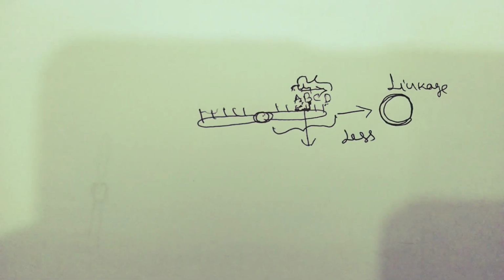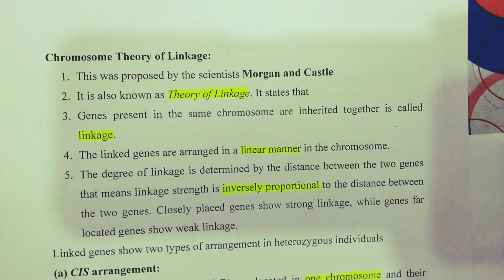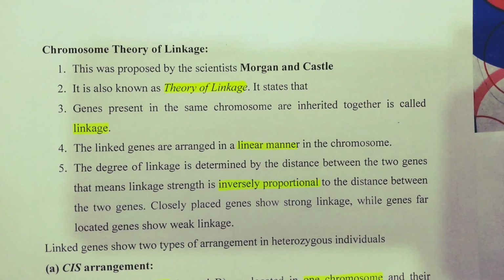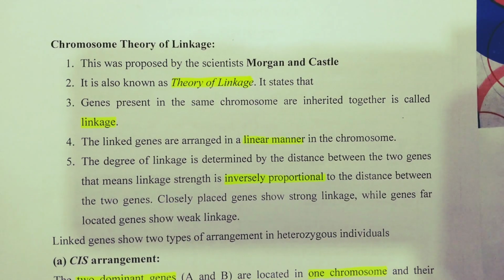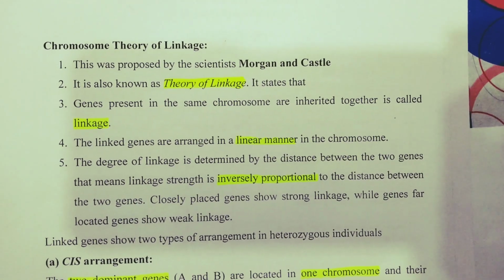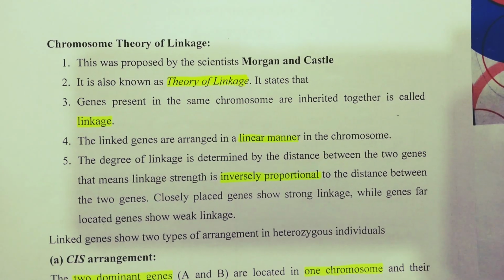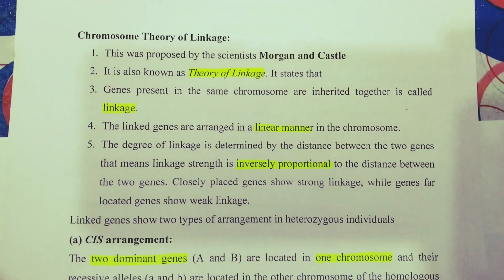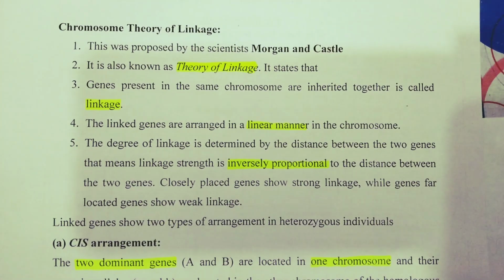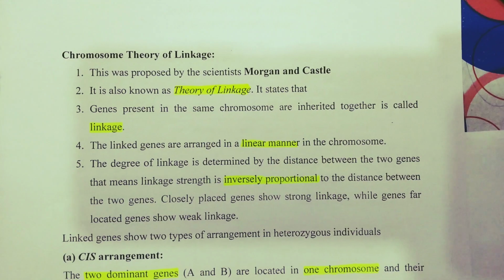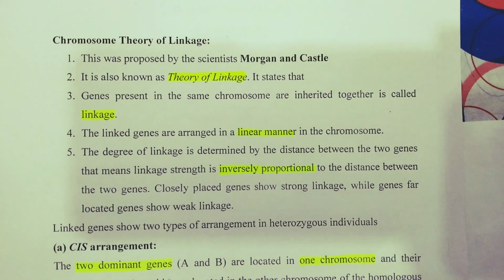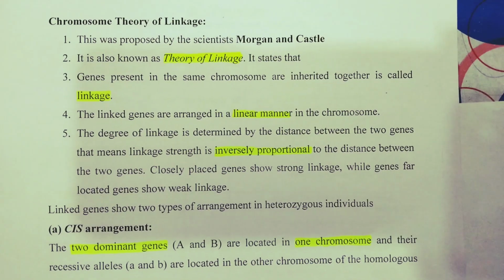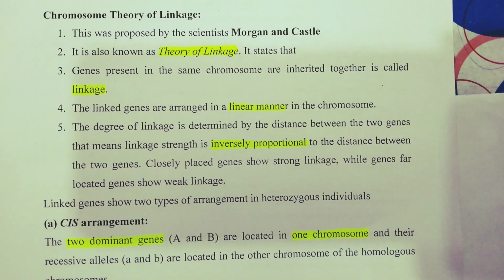Remember. Let's see the chromosome theory of linkage. This was proposed by the scientists Morgan and Castle. This theory is also known as the theory of linkage. It states that genes present in the same chromosome are inherited together, and that phenomenon is called linkage. So you know that the linked genes are arranged in a linear manner.